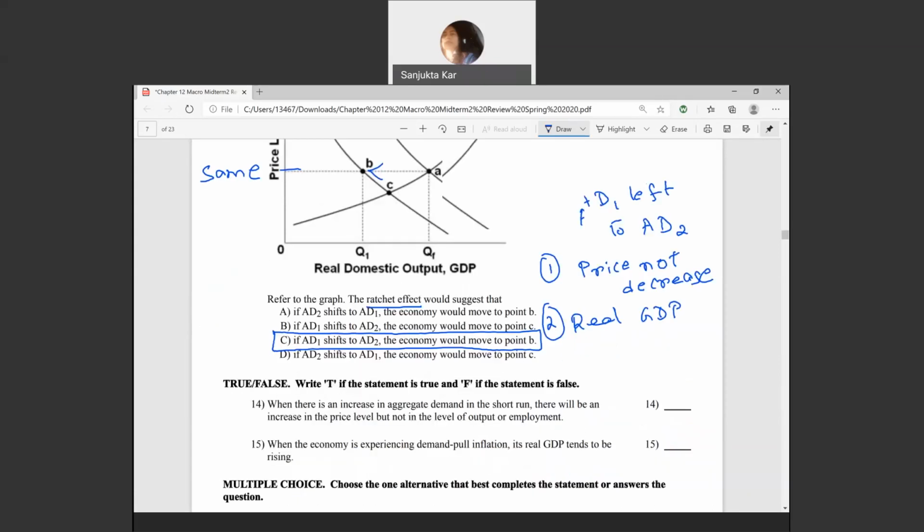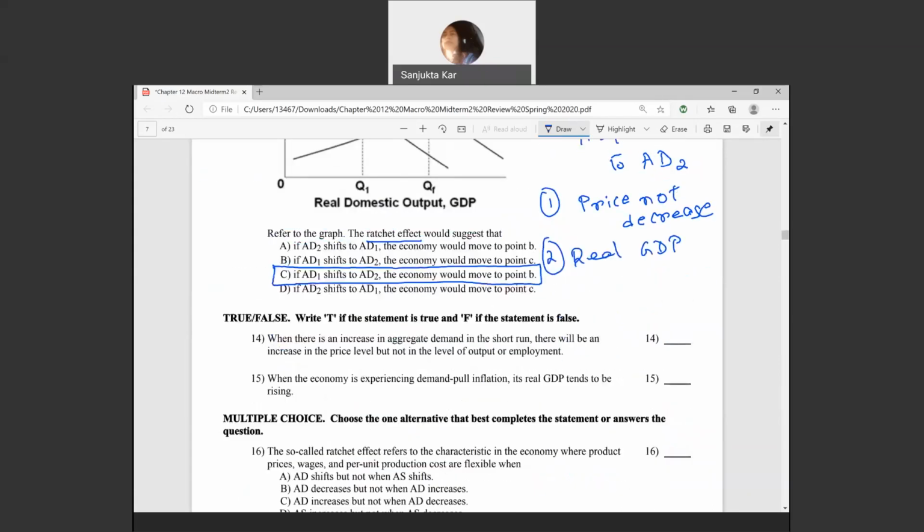All right, moving forward to question number 14 here. When there is an increase in aggregate demand in the short run, there will be an increase in price level, but not the level of output or employment. This is absolutely false here, because if the aggregate demand curve shifts to the right, price and output both are going to go up.